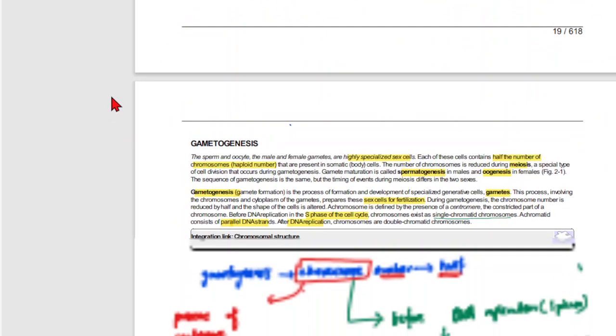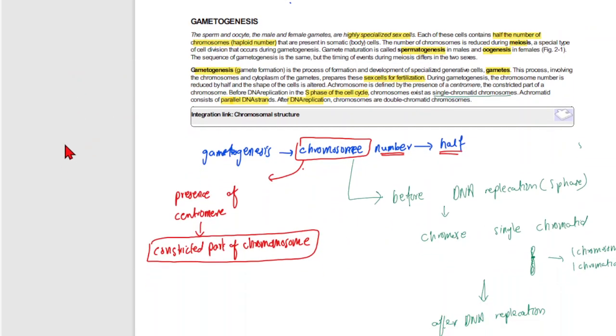Now, first of all, we tell about the gametogenesis. What is gametogenesis? Gametogenesis is actually the formation of gametes, okay, from the sex cells, from the primary sex cells. So, in gametogenesis, the number of chromosome become half, okay. And you have to understand that what is chromosome?